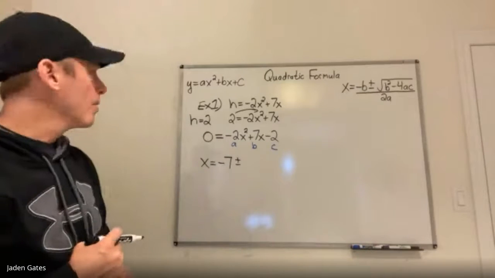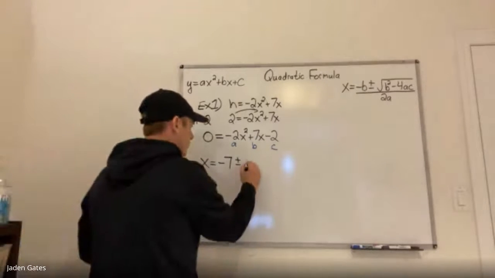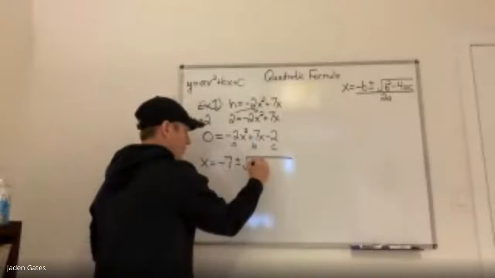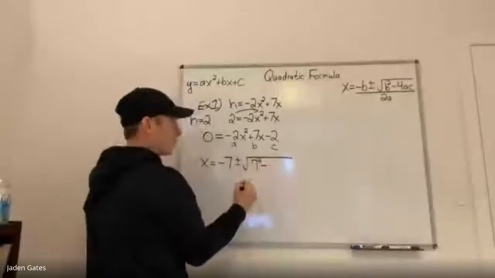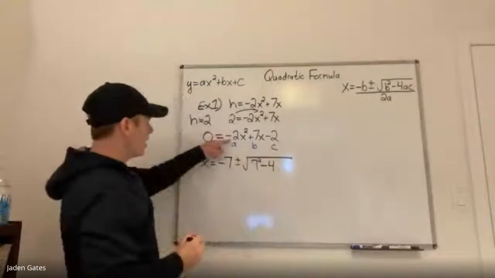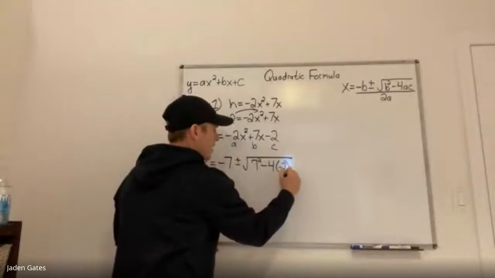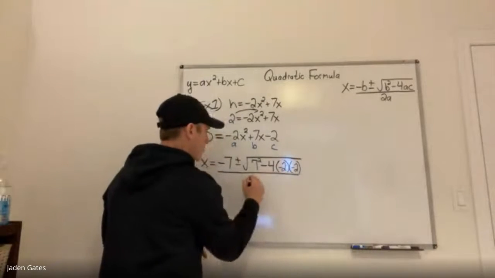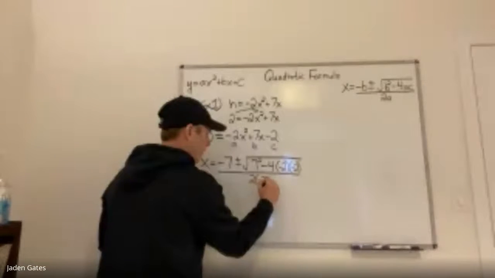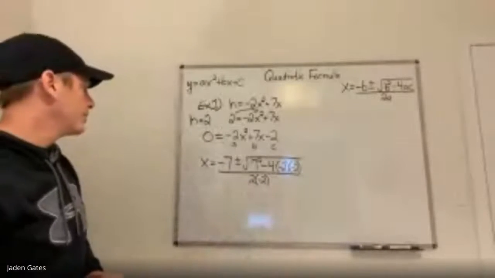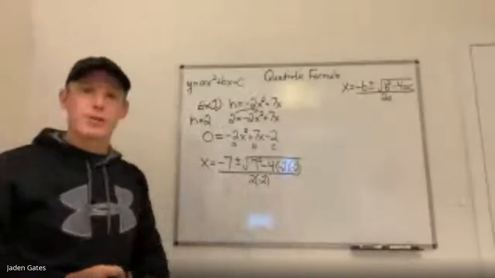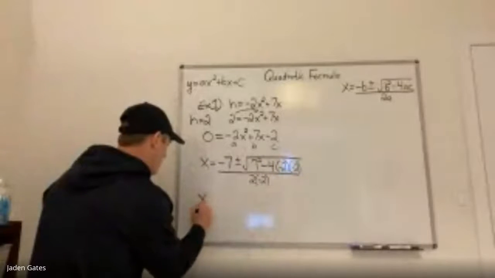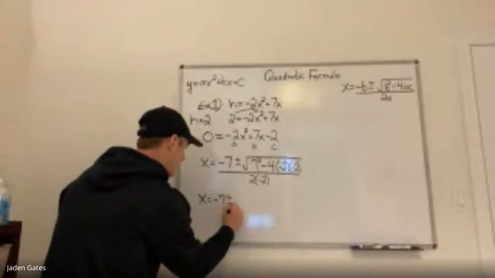We've dealt with that before. Then we have the square root of b squared, which is 7 squared, minus 4 times a, which is negative 2, times c, which is negative 2. And of course, the part I can't forget, down here, times 2a, which means 2 times negative 2. All right, we have to do a little simplifying, so I'm going to start off with my special bracket here inside the square root. So I've got x is equal to minus 7 plus or minus.